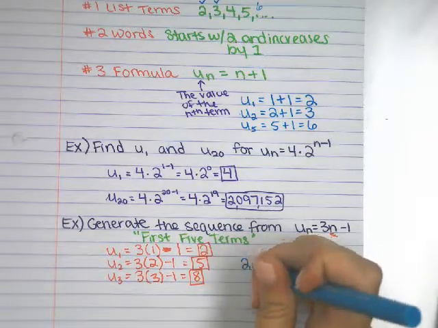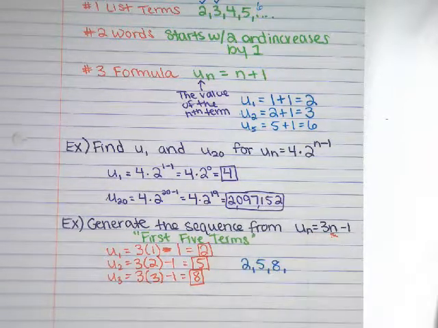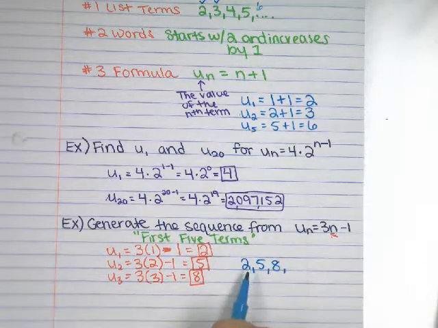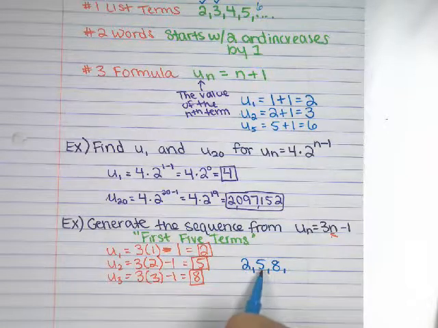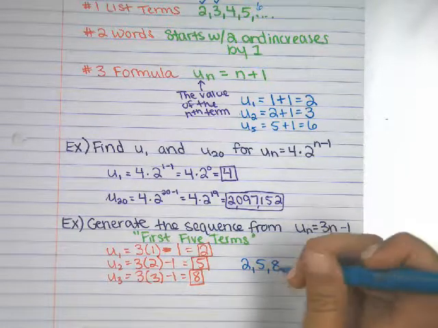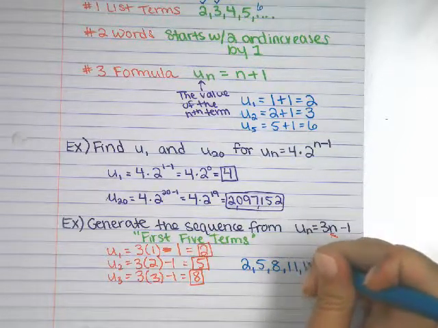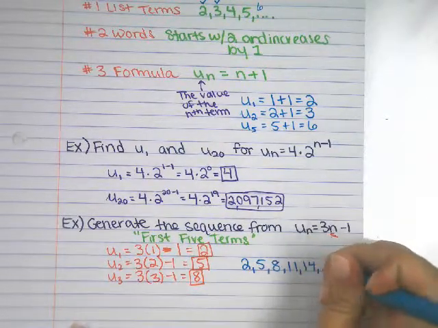If I list them out, 2, 5, 8, we might be able to pick up on the pattern from here. If not, you just find the next one by plugging in 4. What's happening is this is increasing by 3. 2 plus 3 is 5. 5 plus 3 is 8. 8 plus 3 would be 11. 11 plus 3 would be 14.